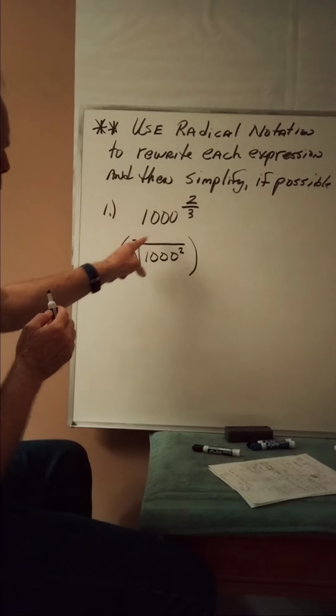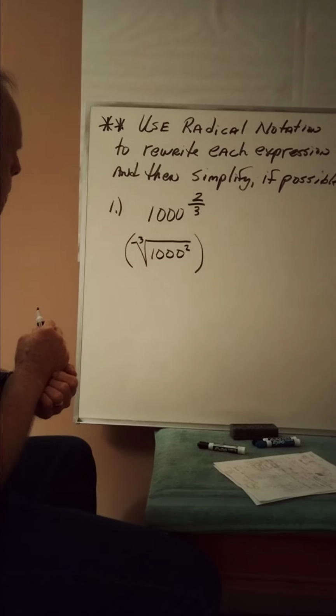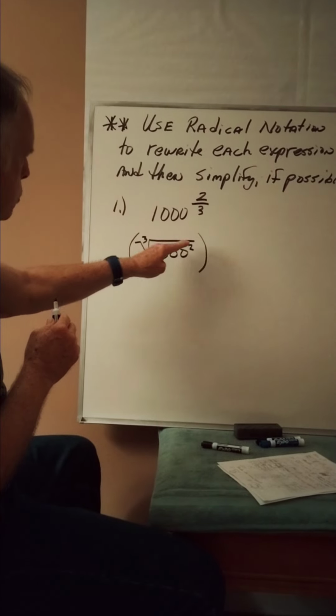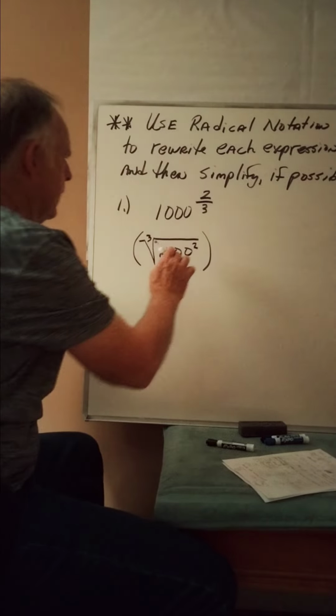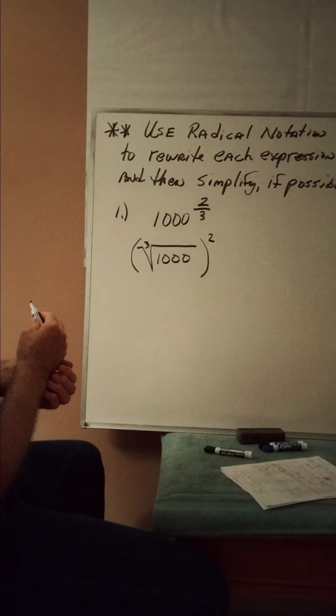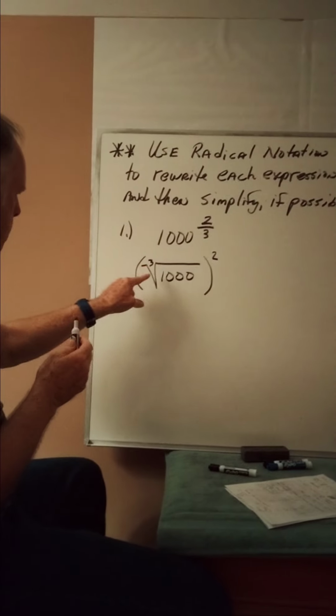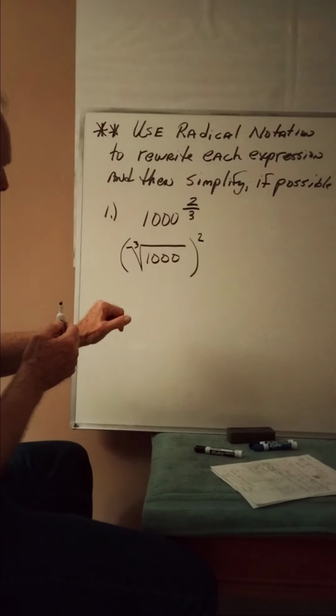Look at the amount of work that you would have to do for this problem to get that answer if you were to do that. You'd have to take 1,000 and square it, and then that result you'd have to find the cube root. It is much easier to leave the exponent on the outside. Now, we're going to simplify this if it's possible, and it is.